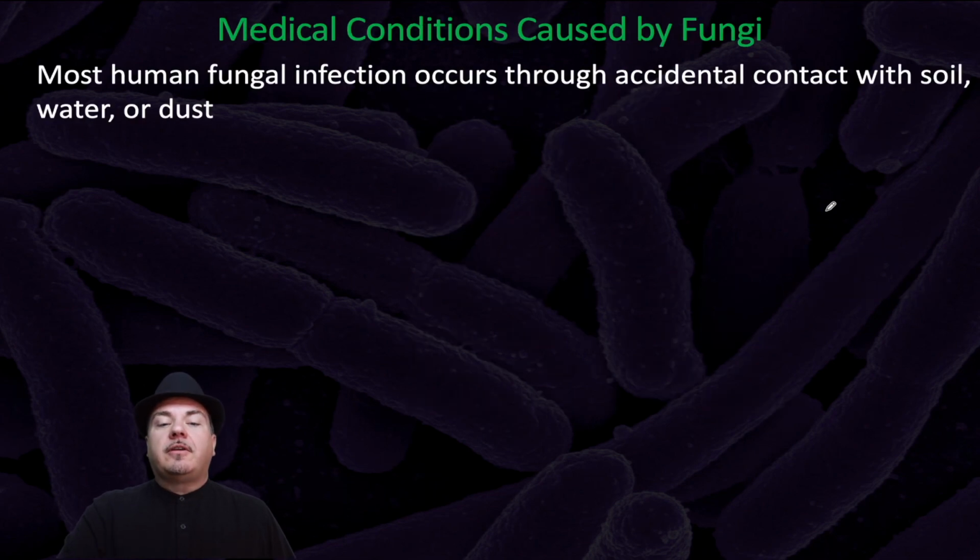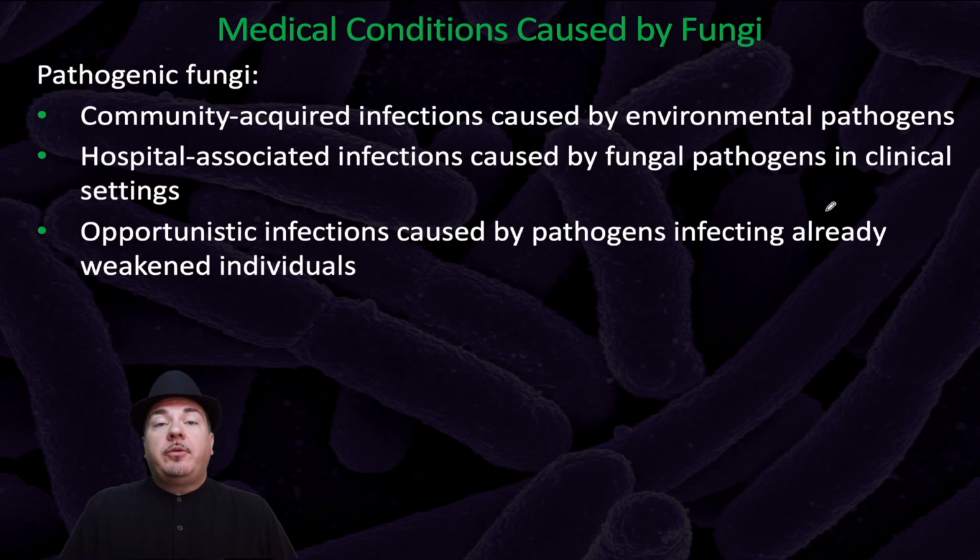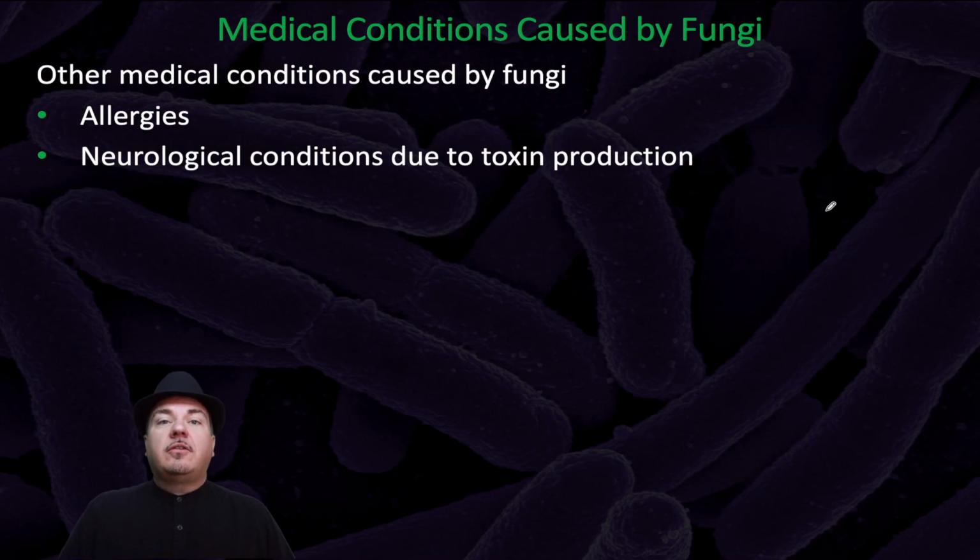Most human fungal infection occurs through accidental contact with the soil, water, or dust. How do you get exposed to pathogenic fungi? Well, community-acquired infections caused by environmental pathogens could be one cause. Hospital-associated infections caused by fungal pathogens in clinical settings, or opportunistic infections caused by pathogens infecting already weakened individuals. For example, those who have a weakened immune system. Other medical conditions caused by fungi can be allergies or neurological conditions due to toxin production.